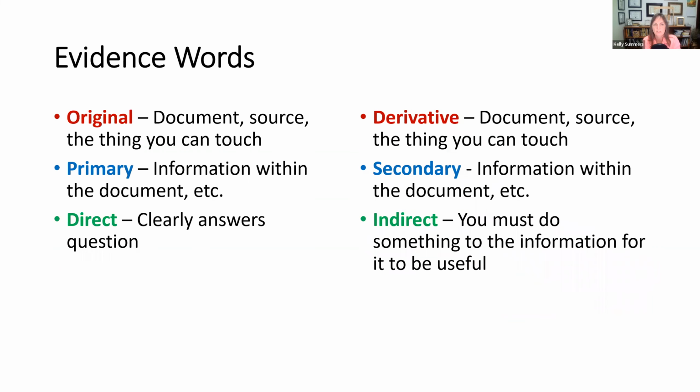Okay, so these are the evidence words. A source can be original or derivative. Then the information within that record or that source can be primary or secondary. And in some cases, we have both pieces of information. Then we have direct or indirect, that the information clearly answers our question or does not, and then we have to do something to it.